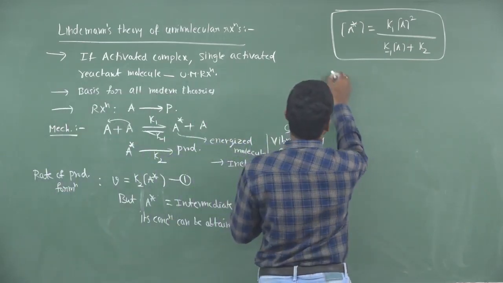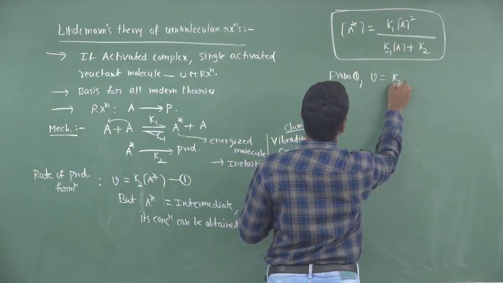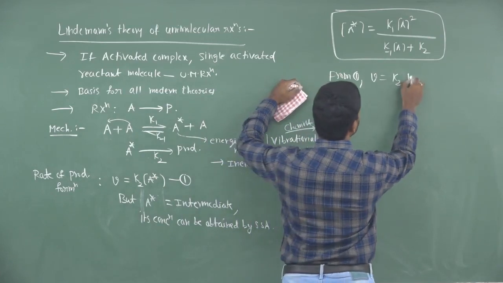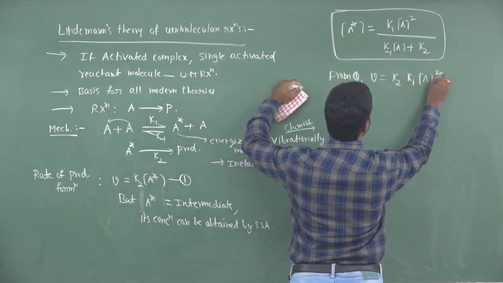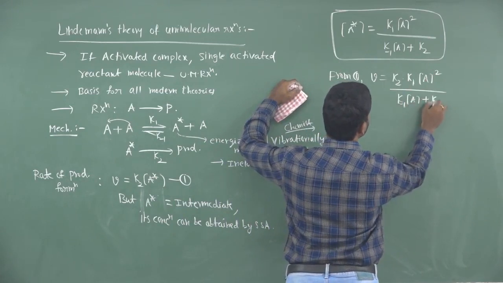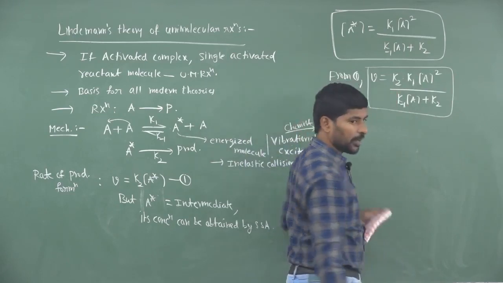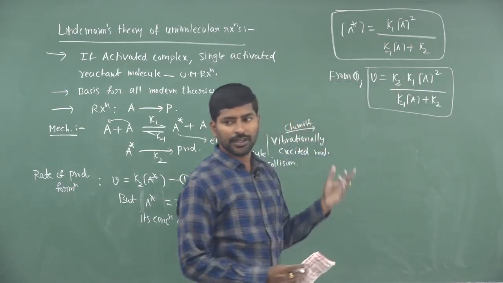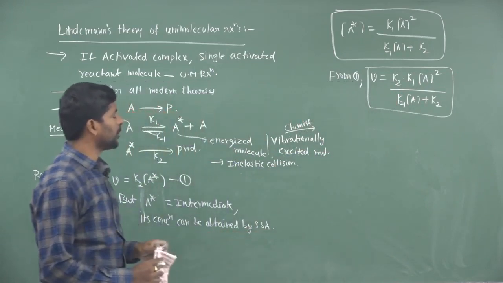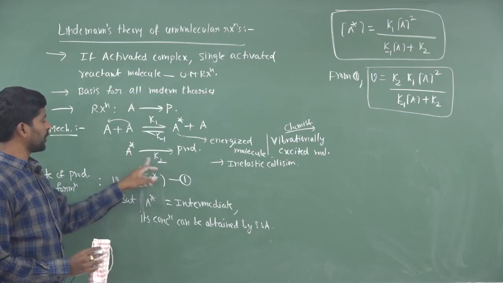Now if you substitute in 1, from 1 we get V is equal to K2 into concentration of A star, that is K1 into concentration of A power 2 by K minus 1 into A plus K2. So this is the rate equation proposed by Lindemann for unimolecular reactions. Just we proceeded with the product formation step, K2 into A star.